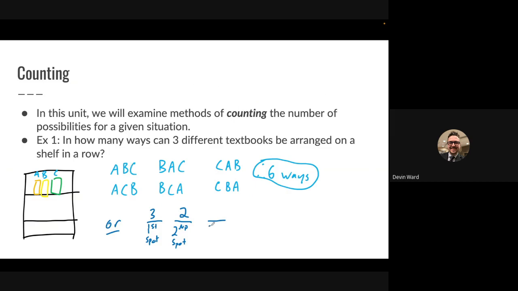And then in my third spot, I'm only going to have one option left. If I start with B and I put C next, I can only put A, that's the only book I have left. So I'll have one book left for that spot. If you multiply 3 times 2 times 1, we get 6. So it's two different ways of solving the same thing. And this is actually 3 factorial, which we're going to talk about in our next lesson.